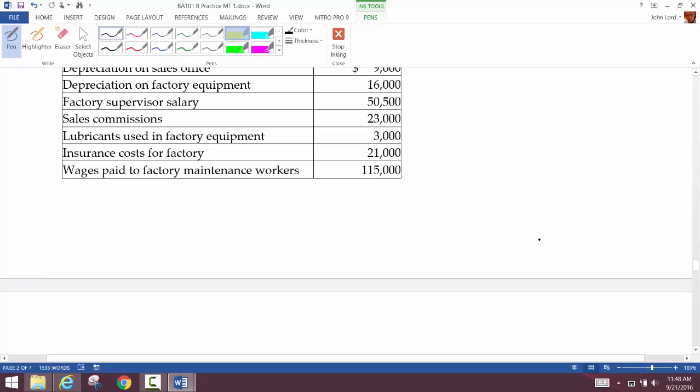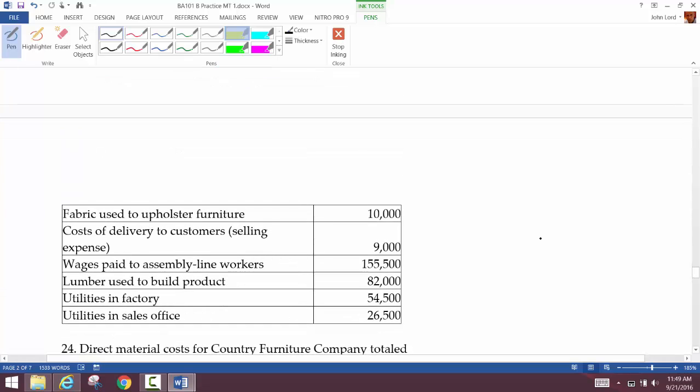Okay, insurance. No. How about wages paid to the factory maintenance workers? That's labor, not material. How about fabric used to upholster furniture? That's material. You got to pick that up. I had a class one time, someone asked me, what's upholstery? We know what upholstery is, right? It's the stuff that goes over the furniture, like leather is an upholstery, fabric is an upholstery. Okay. All right. What else?